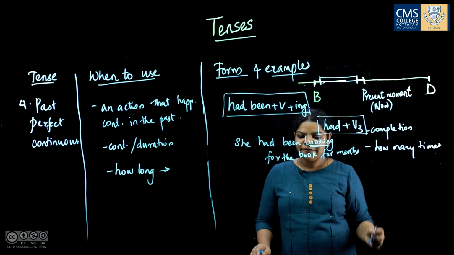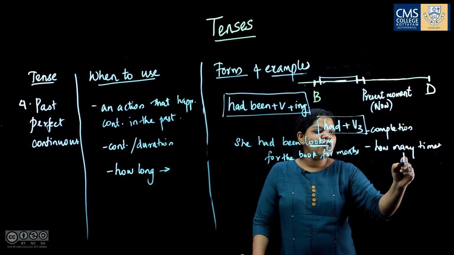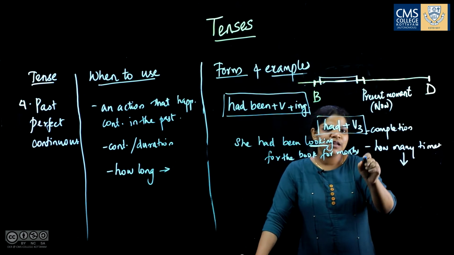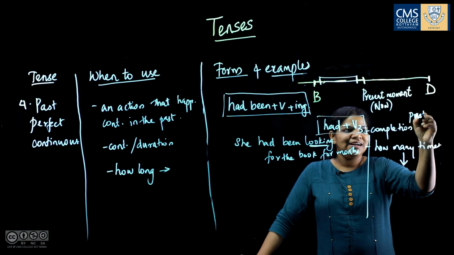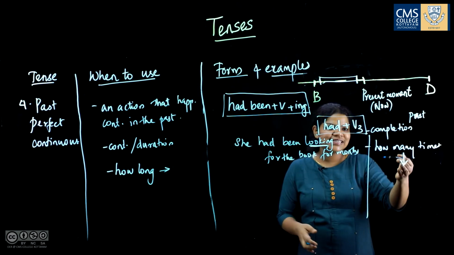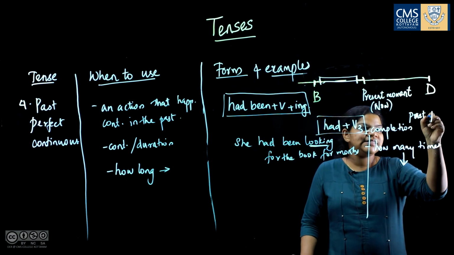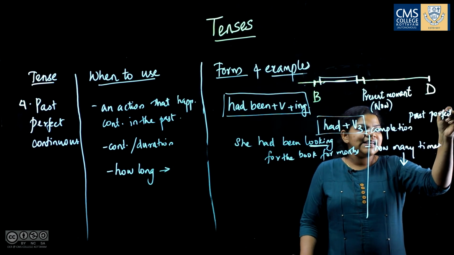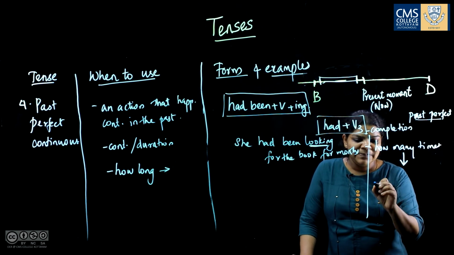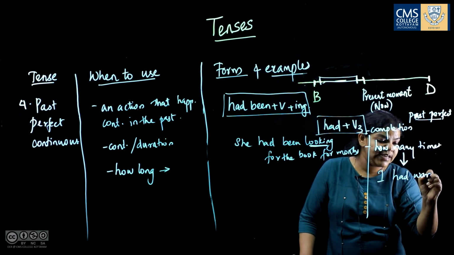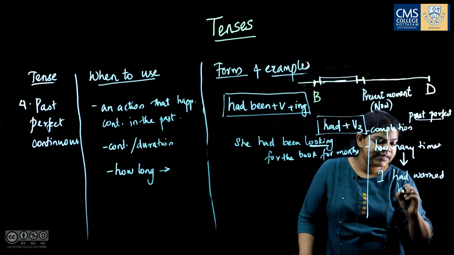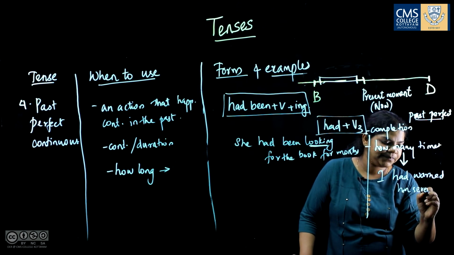But in the past perfect tense, we look at how many times it happened. In the past perfect tense, we look at how many times the action has happened. For example, in the past perfect, we'll be saying, I had warned him several times.